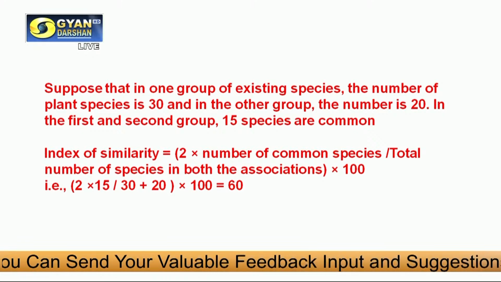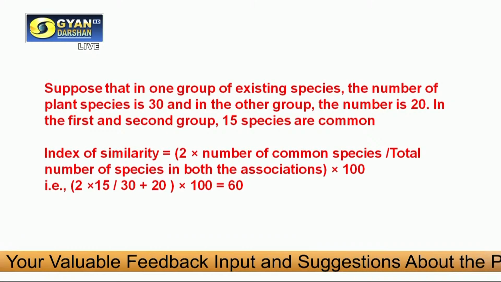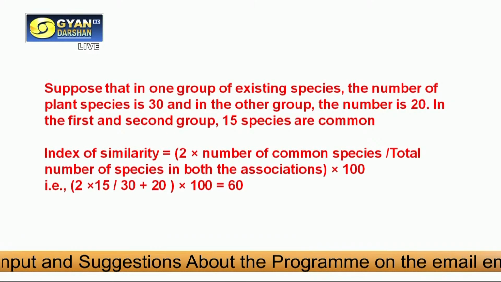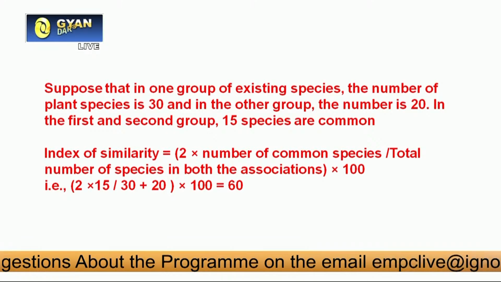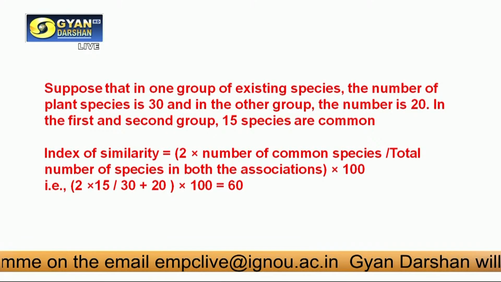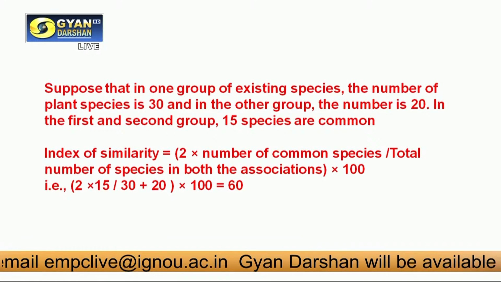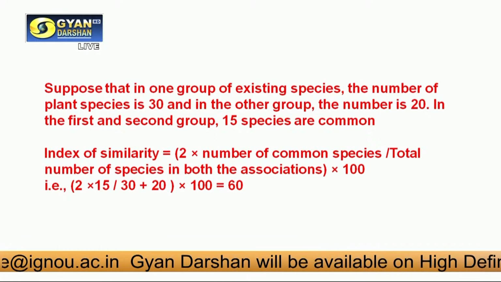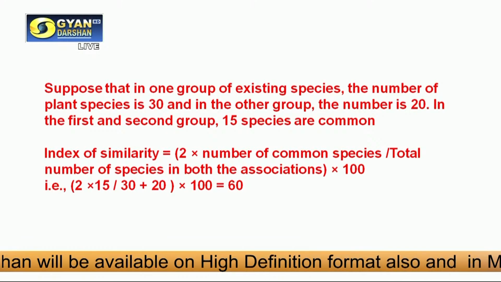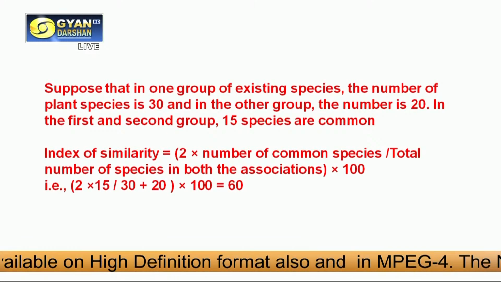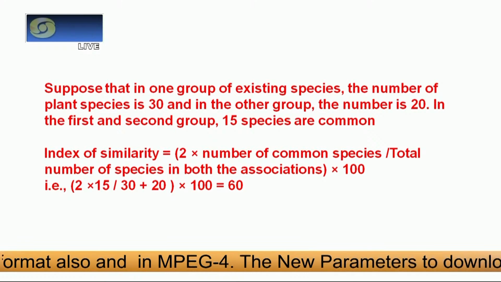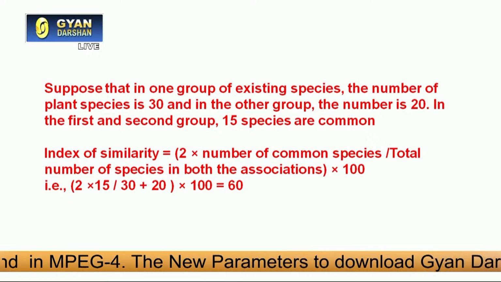Then what is the index of similarity? You have to use this formula: twice the number of common species divided by the total number of species in both the associations, into 100. Basically, it's a percentage. That is 2 into 15 divided by 30 plus 20. So, multiply it by 100. So, it gives you 60. So, basically, the index of similarity is a kind of percentage study.